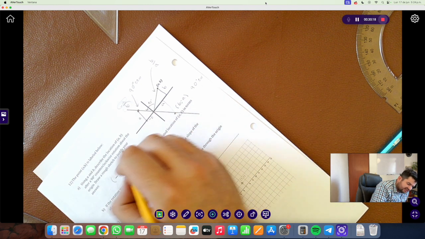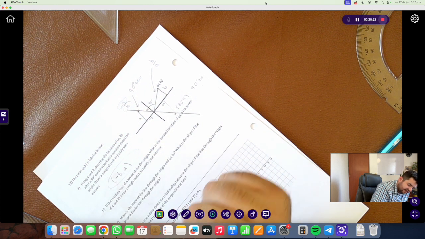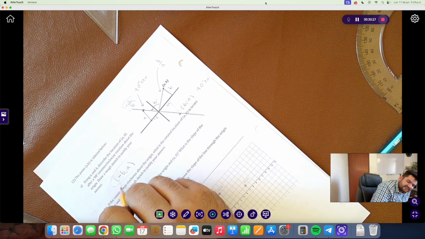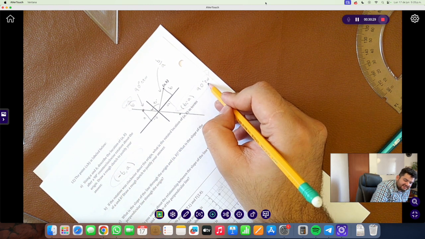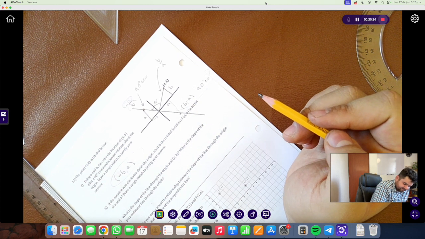So rotating 90 degrees counterclockwise is negative b comma a, and 90 degree clockwise is b comma negative a. Okay.